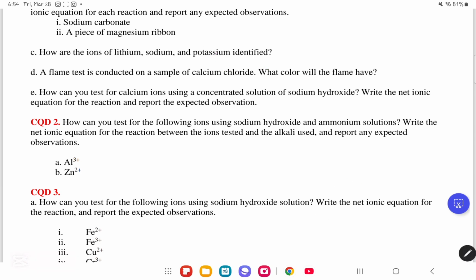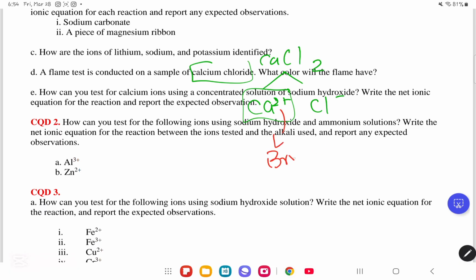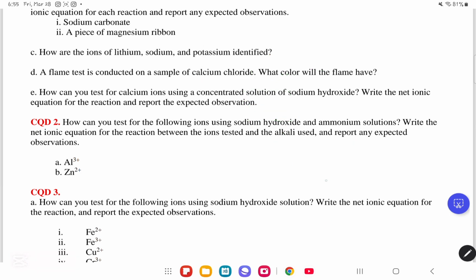We'll move on to part D. A flame test is conducted on a sample of calcium chloride. What color will the flame have? First of all, calcium chloride is CaCl2. You break it into its ions, Ca2 plus and Cl minus. The one that will give us a flame is Ca2 plus, and it will give us a brick red flame.